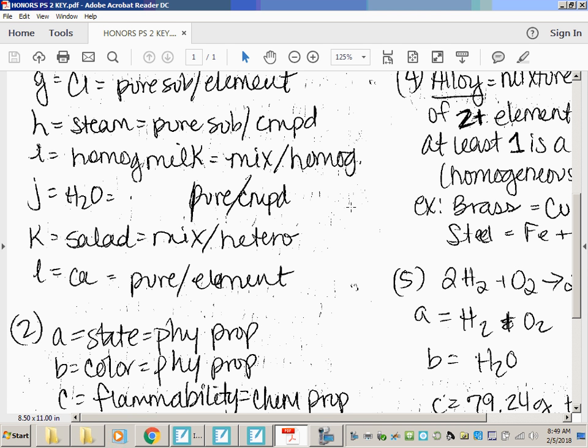I, homogenized milk, just means that it's milk that's been made so it doesn't have any curds in it. So it's a mixture. It should be homogenized, meaning homogeneous or uniform throughout, because you don't see chunks in the milk, hopefully. Looks kind of nasty. I wouldn't drink that. J, water, H2O, would be a pure substance because it's just 2 elements. K, salad, heterogeneous mixture, because you can definitely see the distinct differences in that mixture. Now, you could have put homogeneous if you were thinking of a different type of salad, maybe just all lettuce. I would say that's pretty homogeneous. That's why some of those are going to be a little flexible. L, calcium, which is a pure element because it's straight off the periodic table.